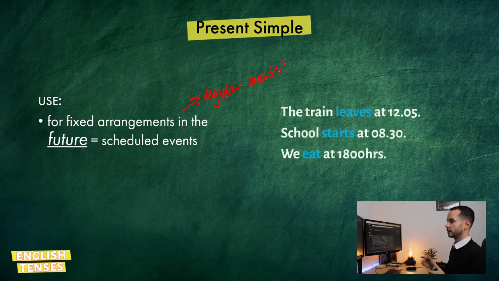If you look at an example, the train leaves at 12:05. School starts at 8:30. And we eat at 1800 hours. So these are things that are scheduled, and we know this because we have time labels, things that indicate a particular time. And as you can see, they're also kind of like facts, right? School starts at 8:30. That's just a regular fact. That's nothing very special. So that's how we use present simple for the future.